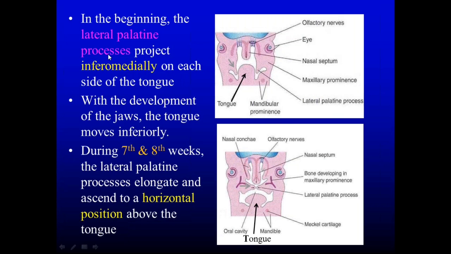In the beginning, the lateral palatine processes project inferomedially on the sides of the tongue. As soon as the jaw develops, the tongue moves more inferiorly, and these palatine processes, which were not very deep, elongate and form horizontal projections or a bar, which will separate the nasal cavity from the oral cavity. So this is the fused lateral palatine prominences.